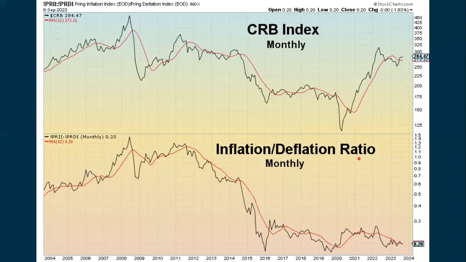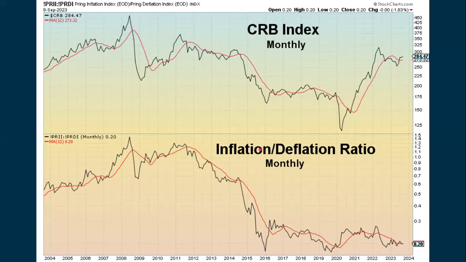We also keep an eye on inflation, and we look at a number of different ways to study inflation. On top, we see the CRB index with a monthly chart where it's coming back above this moving average. We're seeing a real shift on that. We're seeing the daily charts and the weekly charts starting to turn positive. That potentially could be inflationary.